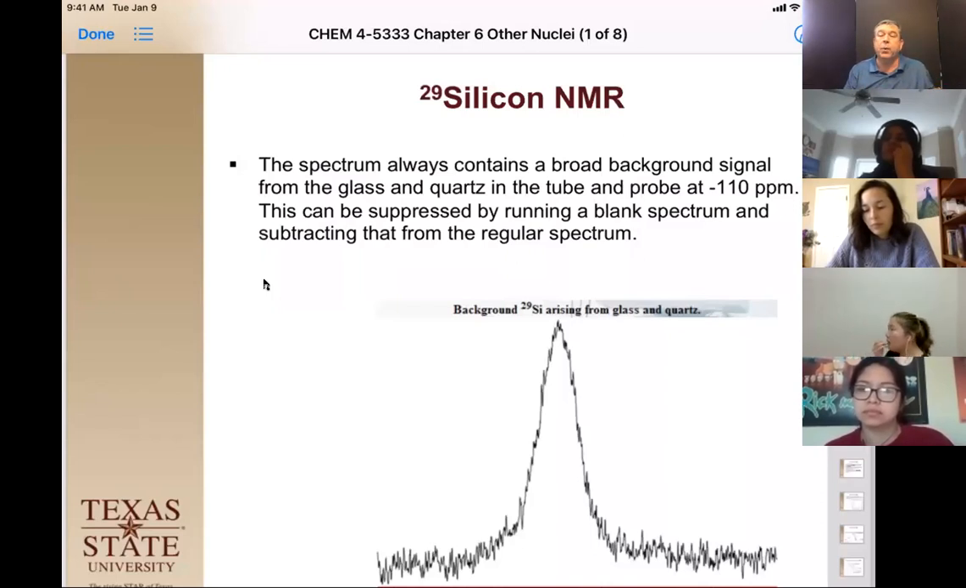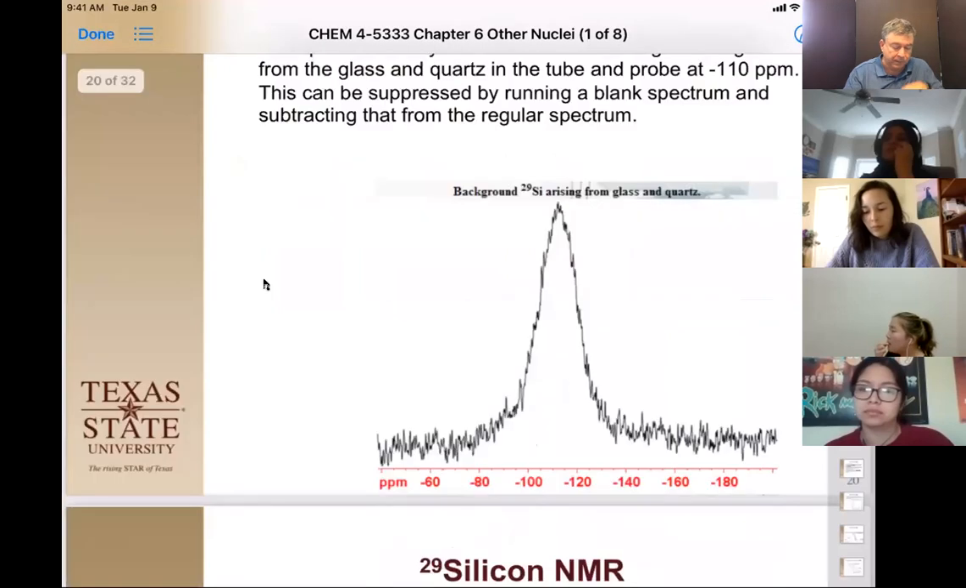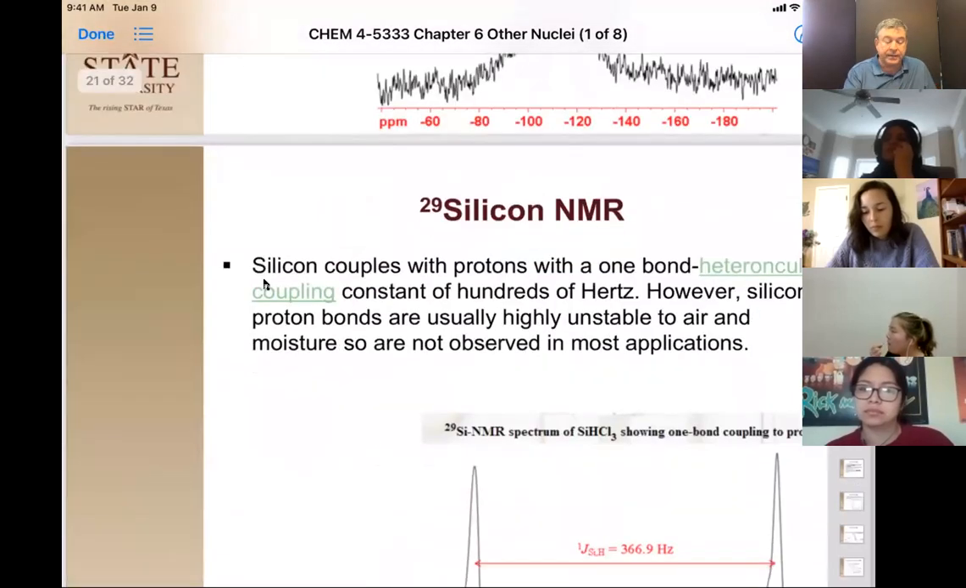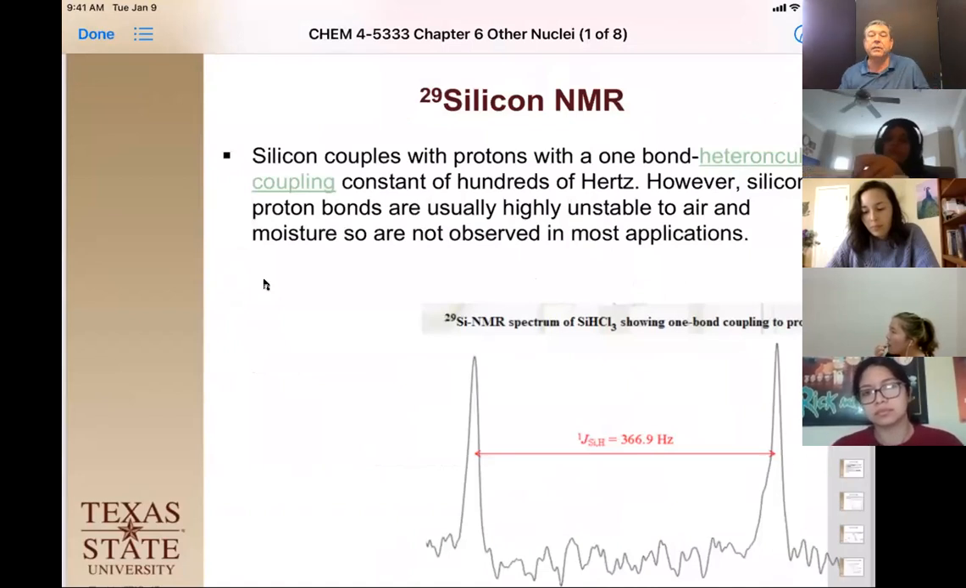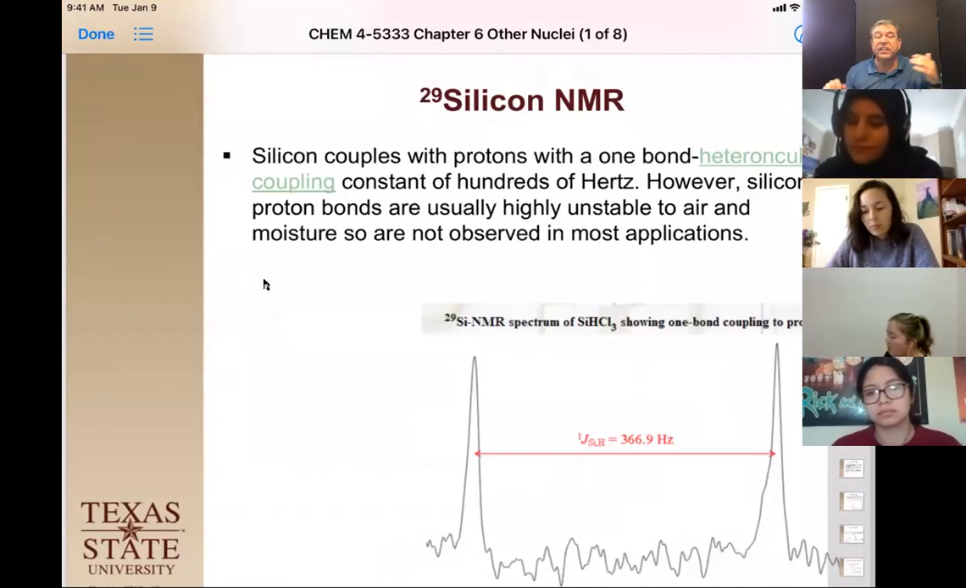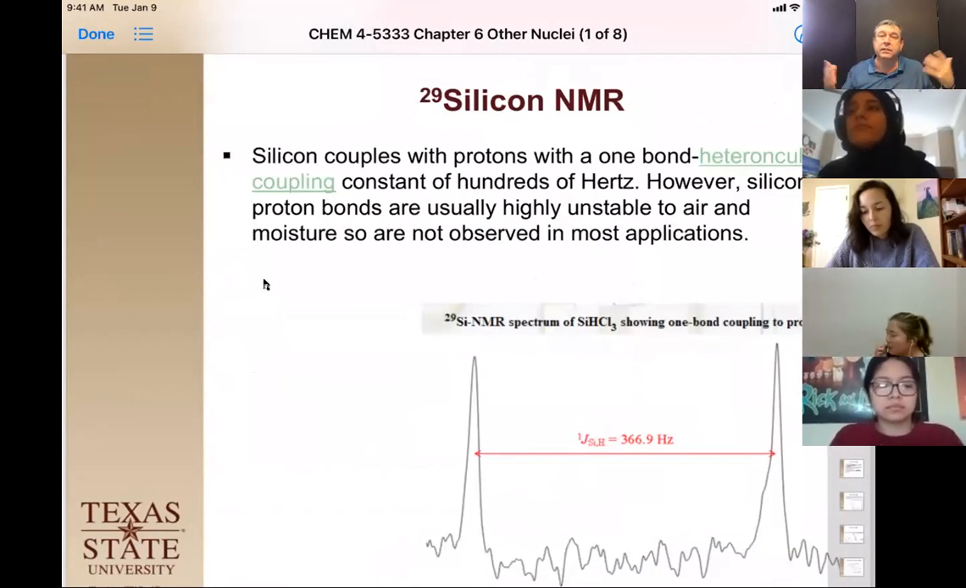We used to do that with the boron too, but it's not as easy as just getting a non-borinated glass system. Okay, so like I said before, any spin-active material can do coupling. In the case of our silicon here, we can look at the one bond coupling for silicon to hydrogen, which is a very broad range. It's 366 in this particular case.